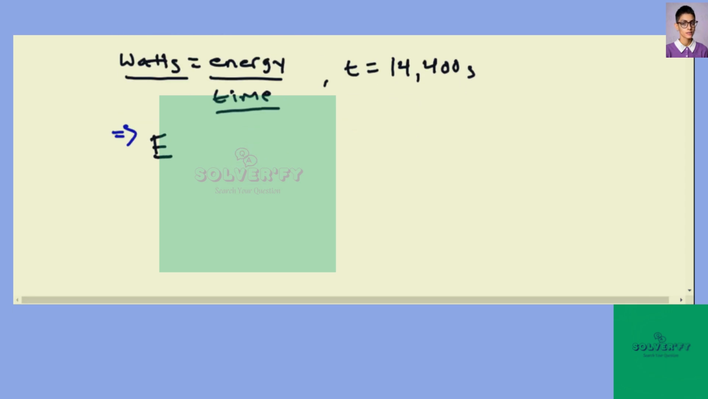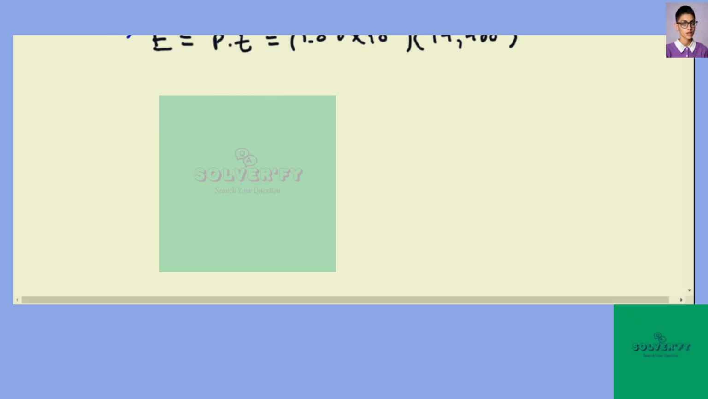Let's call it capital E. We get energy is equal to watts, which is power, times time. Plug in our numbers. 1.08 times 10 to the minus 4 times time, which is 14,400 seconds. So energy, total energy for part A, is equal to 1.57 joules.